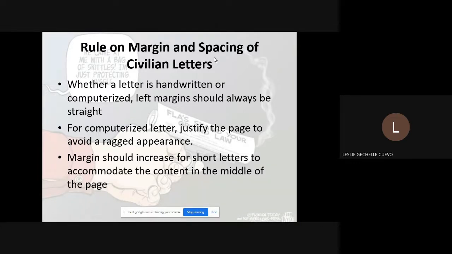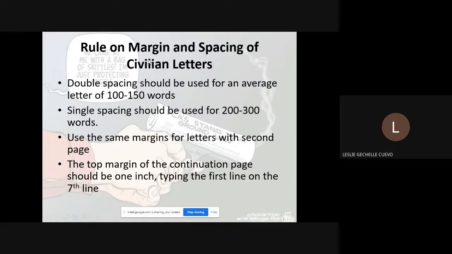And then margin should increase for short letters to accommodate the content in the middle of the page. Para hindi siya mukhang bakante. Dagdagan mo daw yung margin. Okay. Double spacing should be used for an average letter of 100 to 150 words. Then single spacing should be used for 200 to 300 words. Use the same margins for letters with second page. Okay? So, kung madaming pages ang letter mo, dapat pare-pareho ng margin yan.